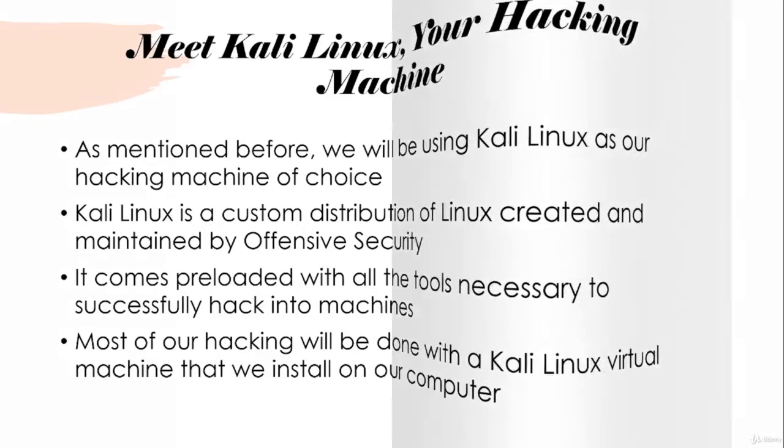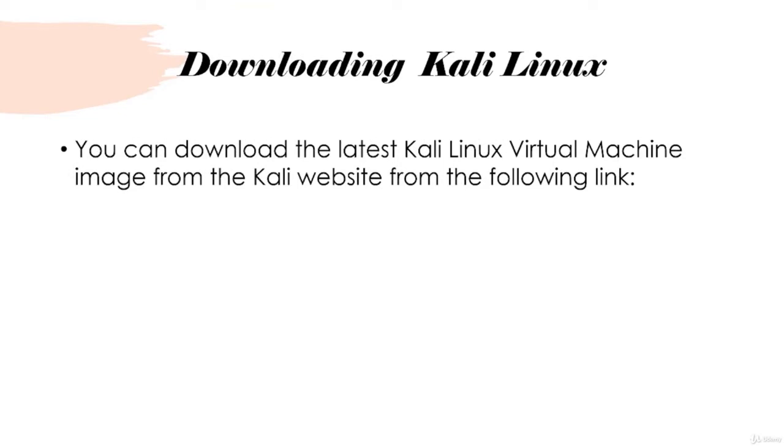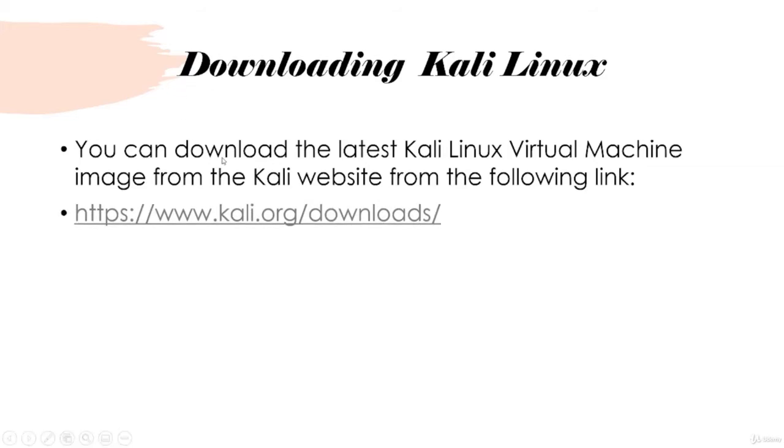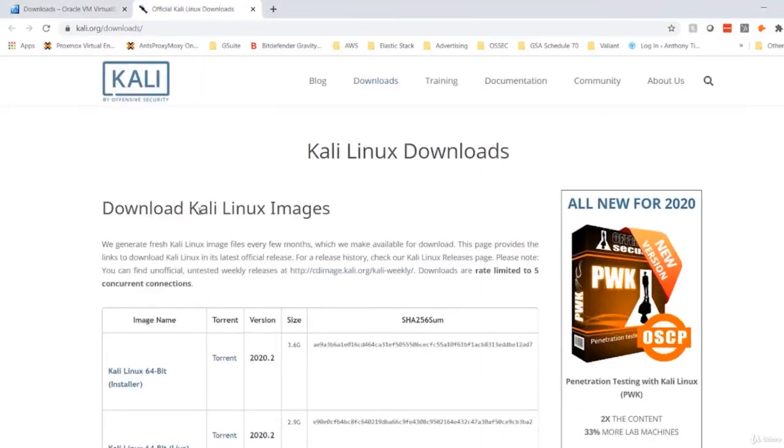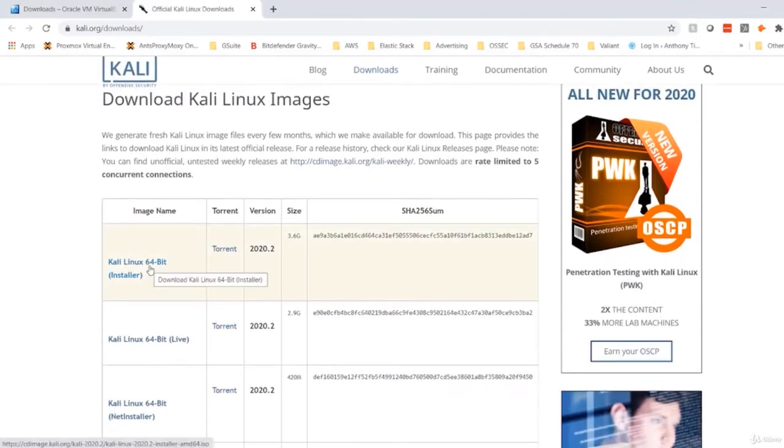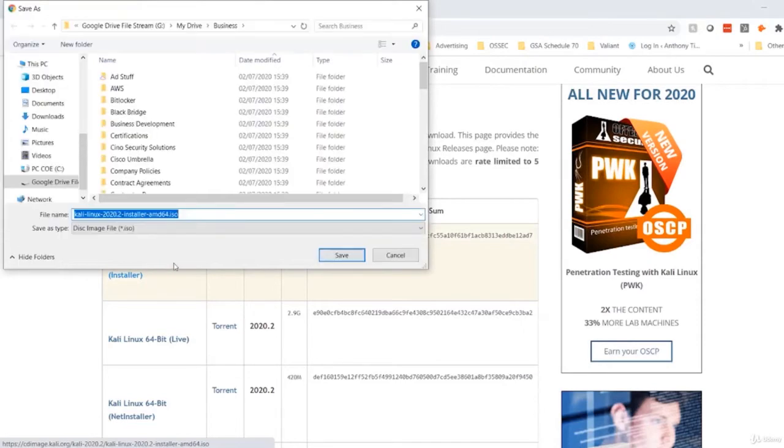All right, so now let's go through the steps of actually downloading Kali Linux. You can download the latest Kali Linux virtual machine image from the Kali Linux website from the following link right here. I'll show you in a second. Just make sure when you get there, click on the first option. It's titled Kali Linux 64-bit installer. So let's go there and check this out. Right here, like I said, the first one, Kali Linux 64-bit installer. Bam. And then we're going to download it.